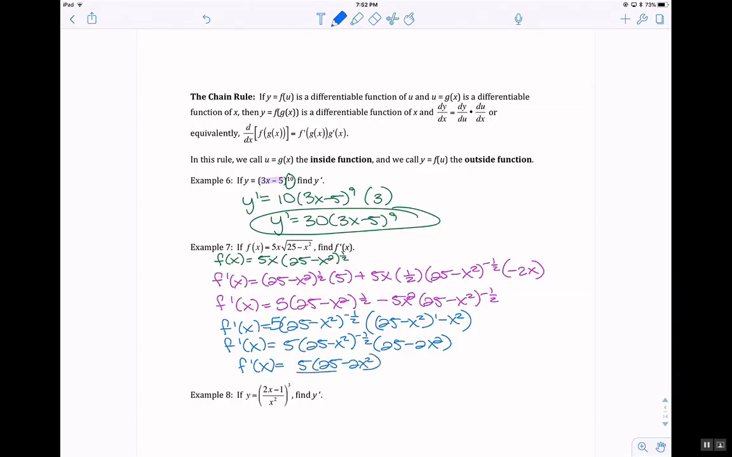And then this to the negative 1/2 power goes to the denominator. So over the square root of 25 minus x squared. And that's my answer.